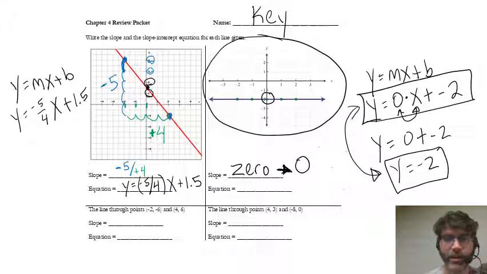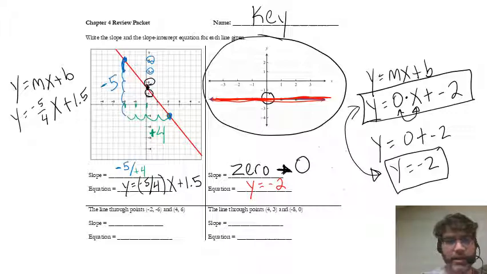Okay, I'll write in y equals negative 2 because that is a shorter way of writing the equation, but long story short, if you need to write the equation of a horizontal line, you write y equals, and wherever it goes through the y-axis, in this case, negative 2.